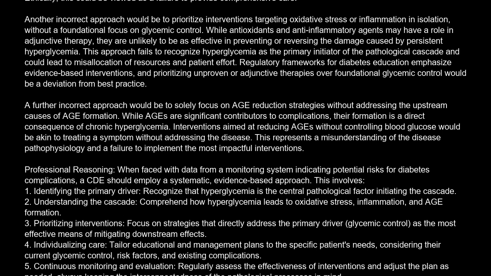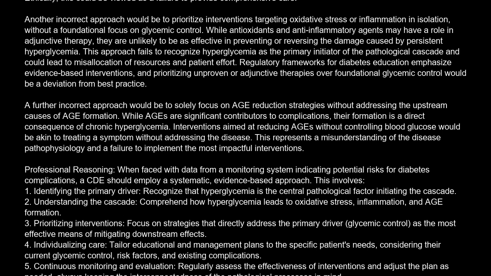A further incorrect approach would be to solely focus on AGE reduction strategies, without addressing the upstream causes of AGE formation. While AGEs are significant contributors to complications, their formation is a direct consequence of chronic hyperglycemia. Interventions aimed at reducing AGEs without controlling blood glucose would be akin to treating a symptom without addressing the disease. This represents a misunderstanding of the disease pathophysiology and a failure to implement the most impactful interventions.